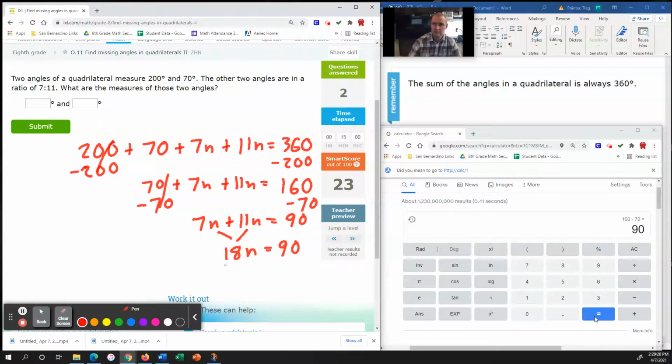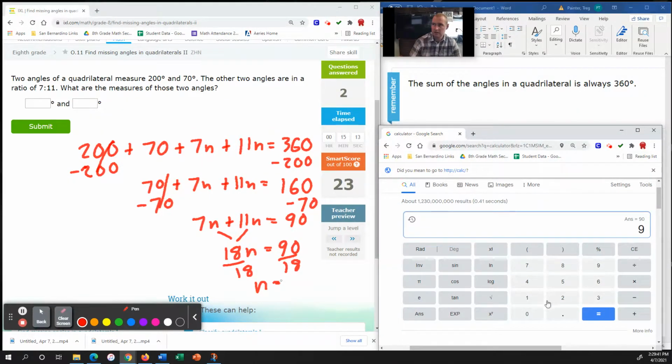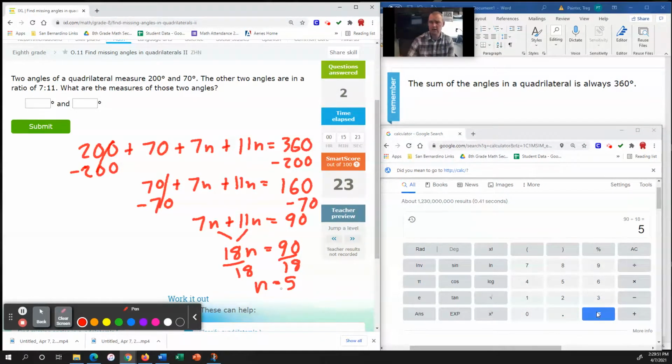All right, and last step, get n by itself, divide 18, and now the value of n equals, let's see, 90 divided by 18 takes us to an angle of 5. Now, I caution you, we're not done yet because we still have to address the ratio. So because it's a ratio of 7 to 11, angle 1, we have 7 times 5.